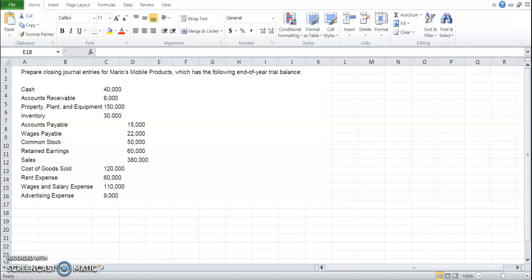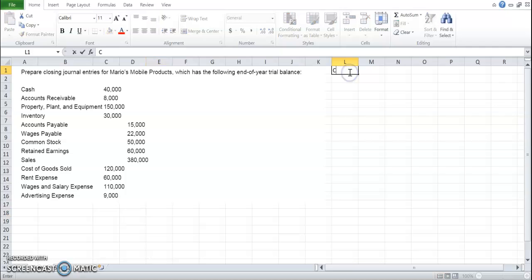What we mean by close out is that at the end of the period, once it gets closed out, it should be back to a zero balance. So all your revenue should be back to a zero balance. All your expenses should be back to a zero balance. So let's see how we're going to close these accounts out. And I'm going to do it on the right side up here.